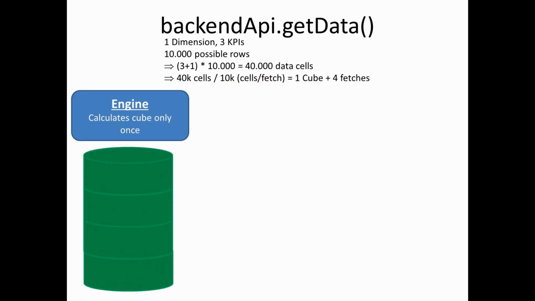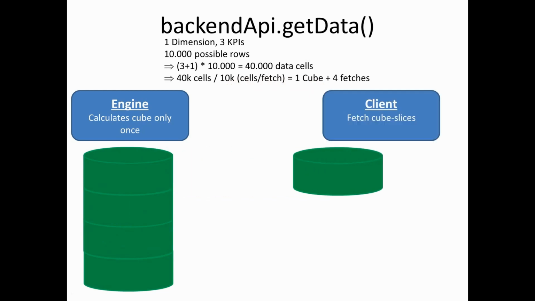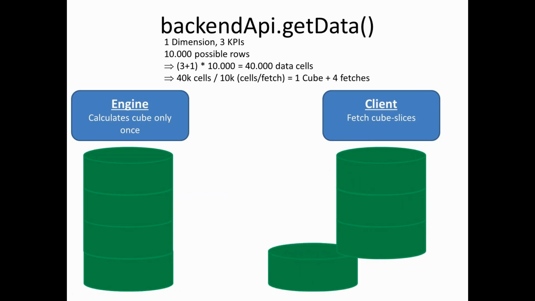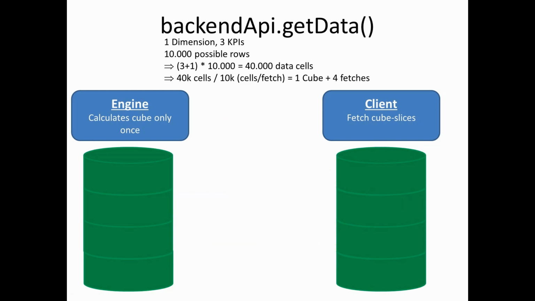First of all, if you do a selection, the engine calculates a cube. It's a so-called hypercube. And within this hypercube are all calculated data regarding your current selection. And as soon as you start fetching the data, the engine sends you several cubes, just cube slices. Let's call them cube slices. Each slice is as big as 10,000 data cells. So all those slices are now sent to the client.